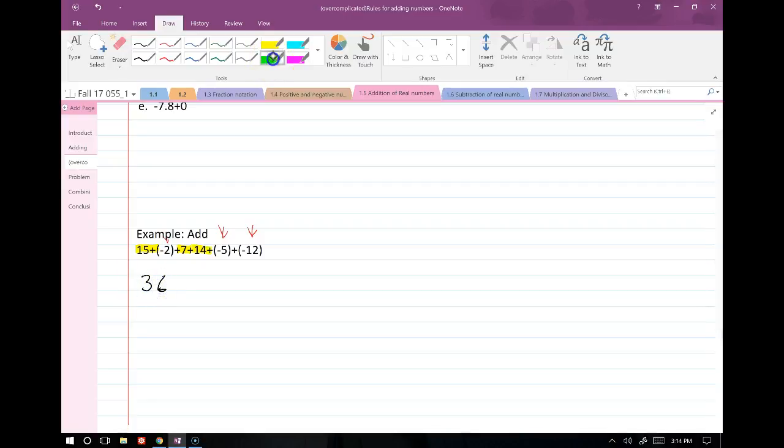And what do we get when we add all the negatives together? What is negative 12, negative 5, and negative 2? Negative 19, right? Okay? And then we just have a straightforward subtraction, 36 minus 19.